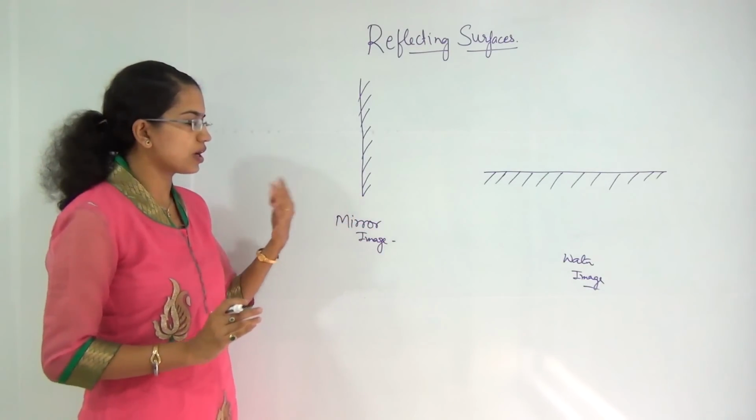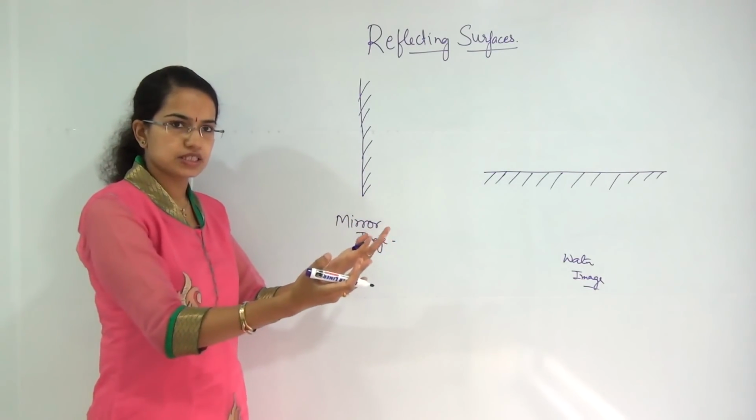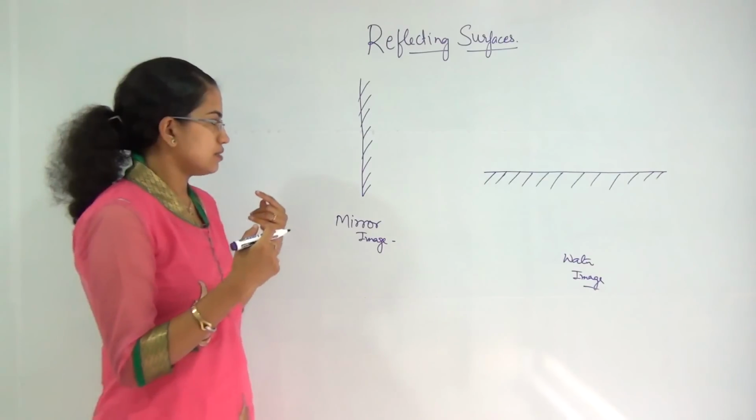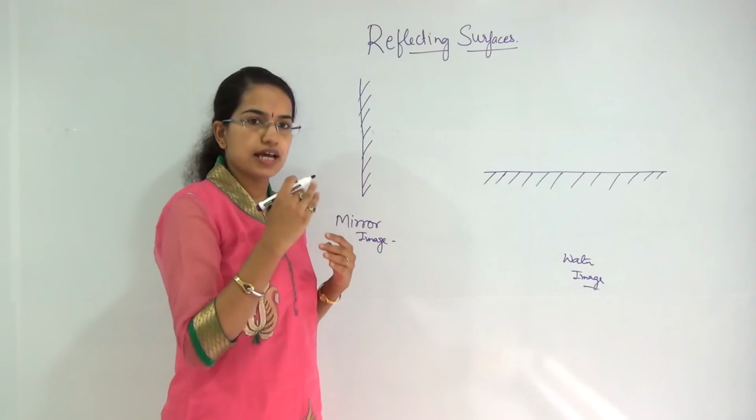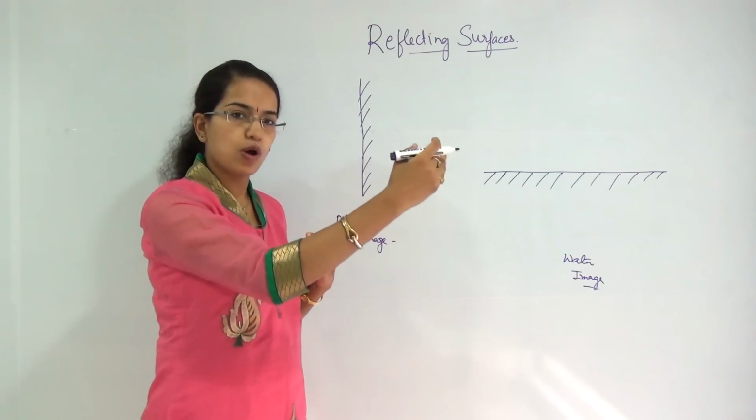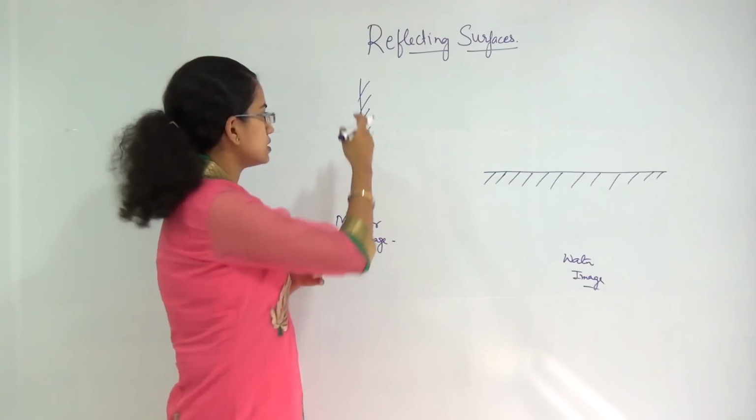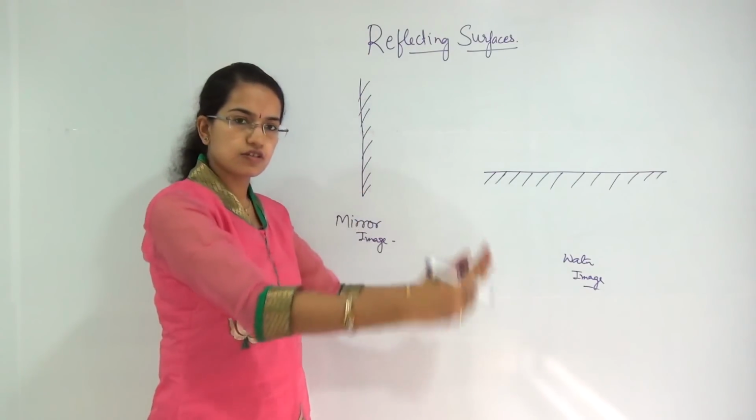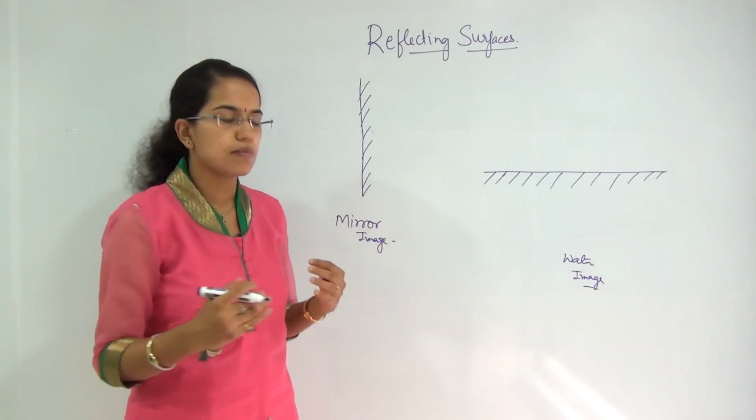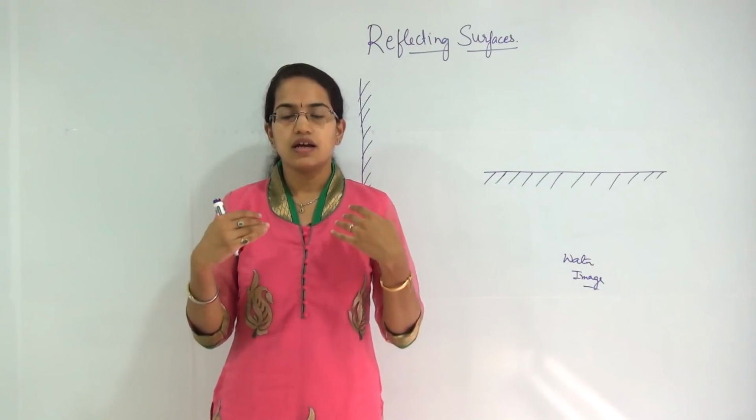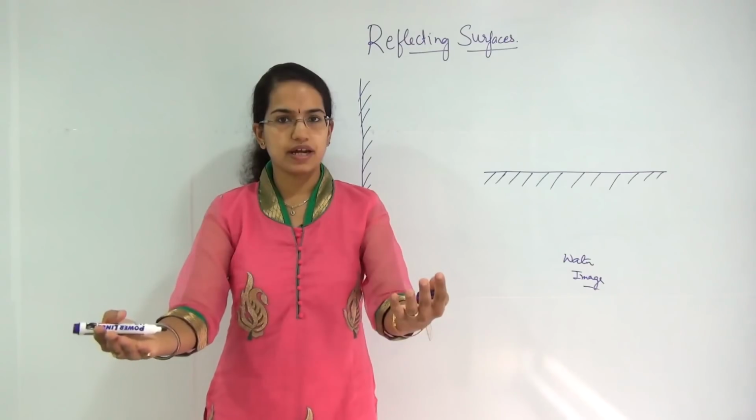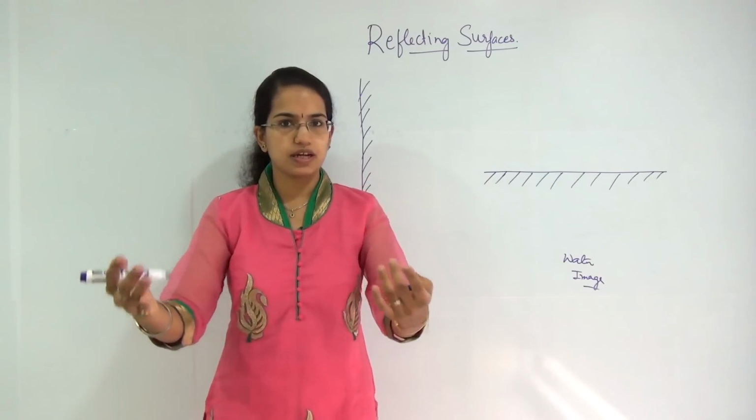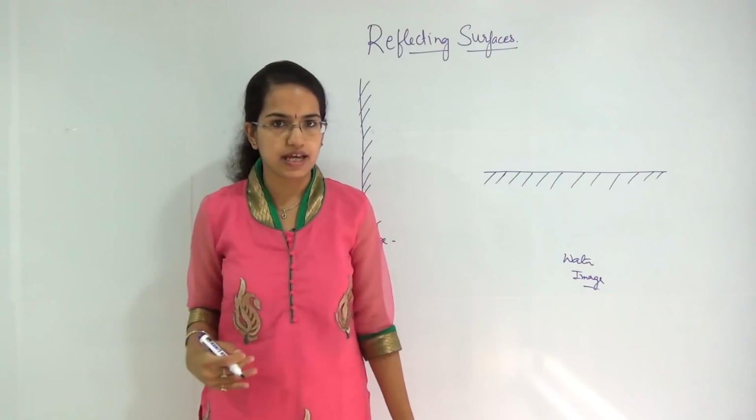Now whenever we talk about image formation in a mirror, the most important thing is that the size of the image and the size of the object would remain the same. Since it's a plane mirror, the size of the image and the size of the object remain the same. For example, if I am looking into a mirror, my image in the mirror would be of the same height as I am.